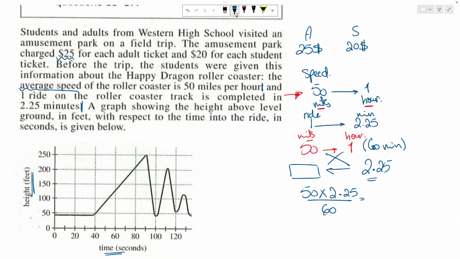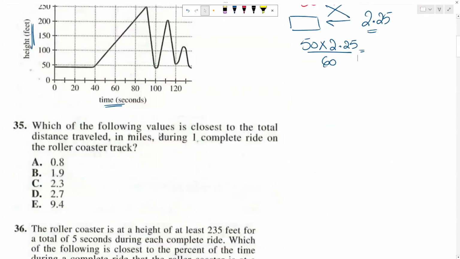Let me do that on a calculator, sorry. This is 1.87, so it's 1.9. Is that okay?